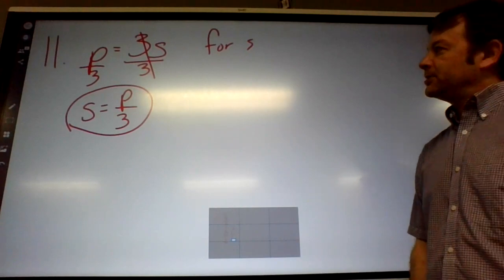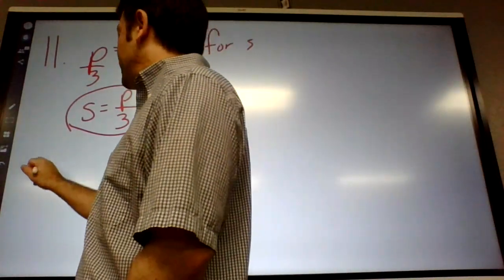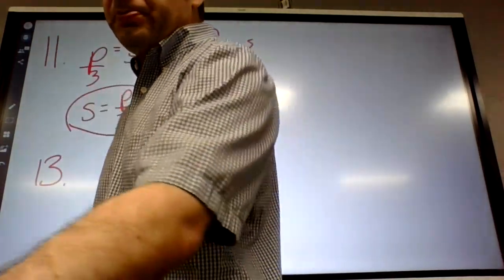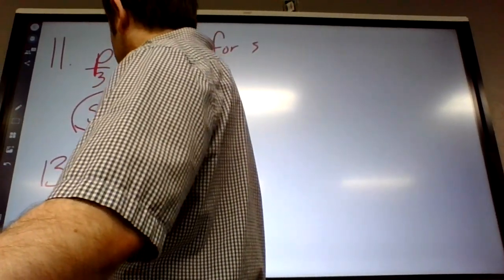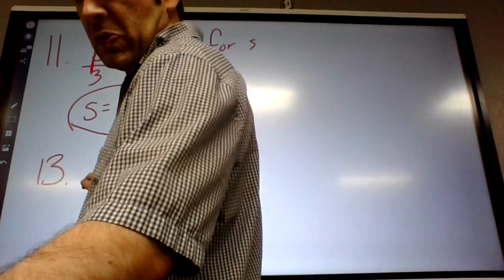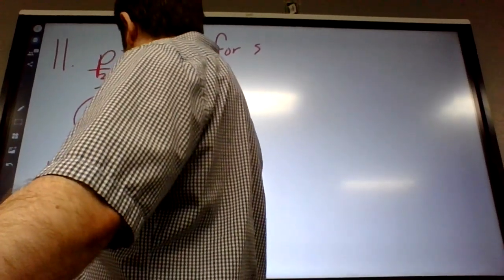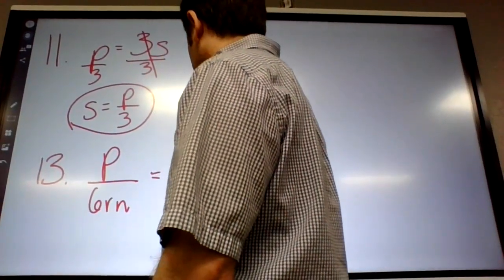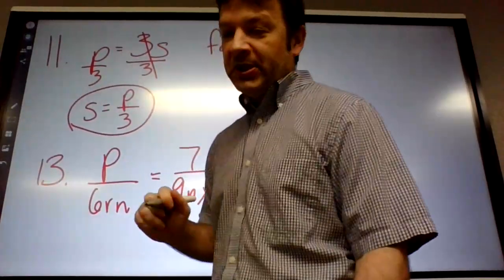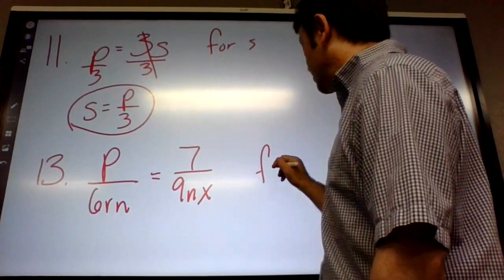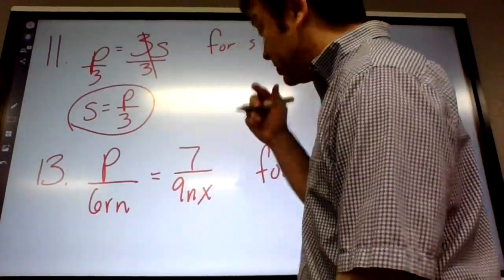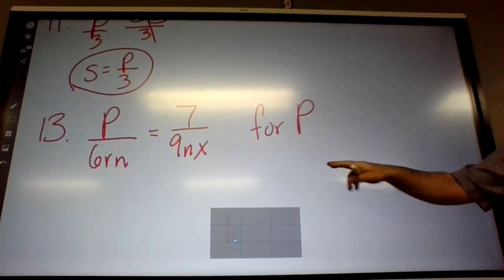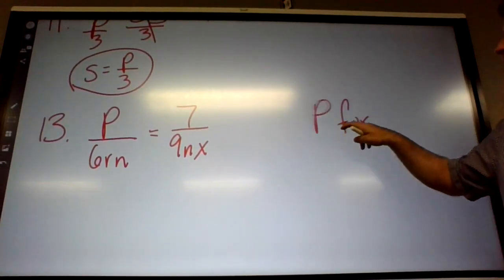I do not know what that stands for. That might just be made up. Number 13. These are made up. P over 6R. Okay, we're in the B section. That means it's getting more difficult. We're solving for P. Move this guy out of here.